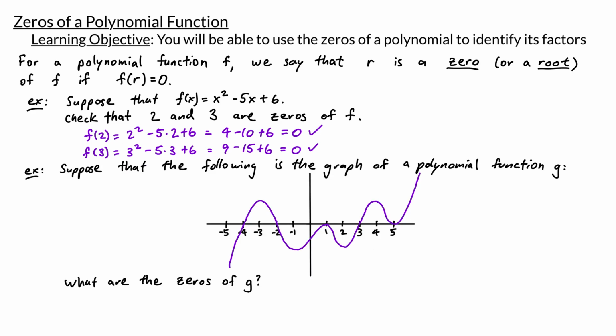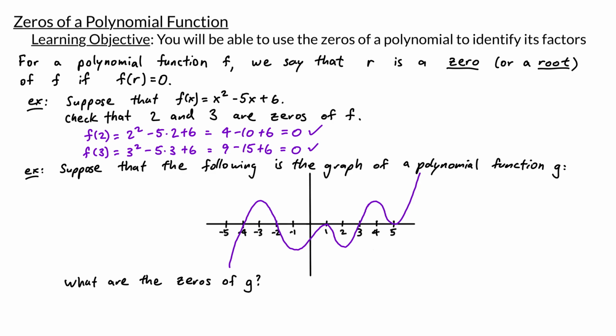In this example, we're given the graph of a polynomial function g. We're asked to find the zeros of g. Again, the zeros of a polynomial function are the inputs that you can plug in so that you get 0 as the output. When we think about graphs of functions, the inputs correspond to the x values, the outputs correspond to the y values. So our question here is the same as asking, if we look at the points on our graph, for which x values are the corresponding y values equal to 0?